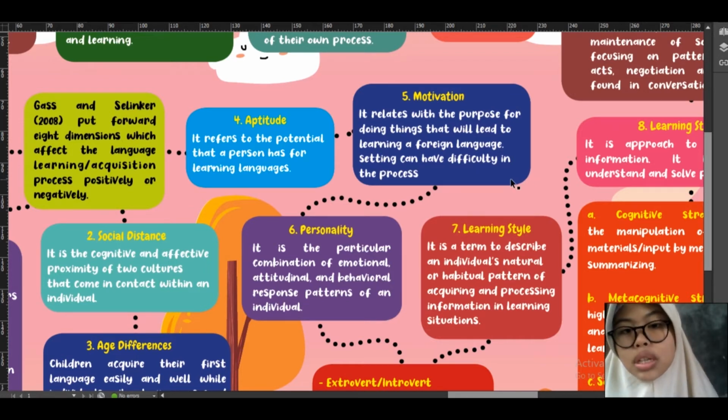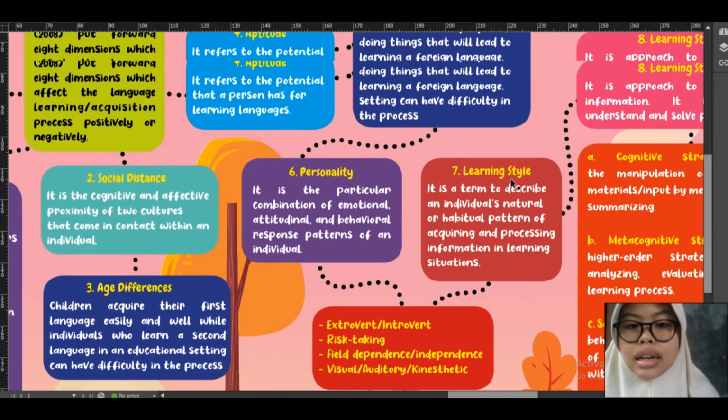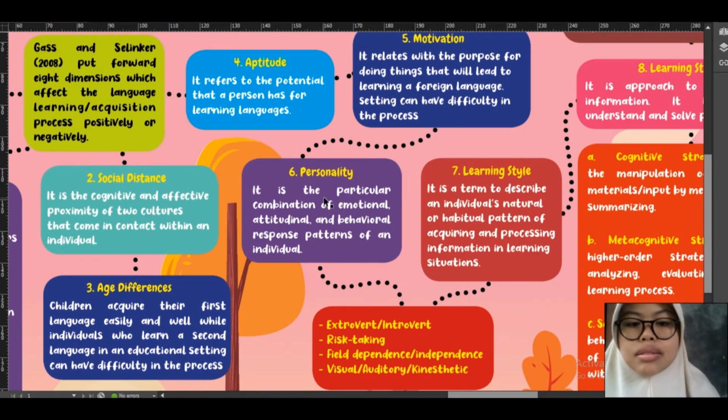Okay, if someone has motivation, it can influence them to do their best to learn the language more deeply. So motivation holds an important role here. And then we go to personality. Personality also affects the learners. Yes, it is the particular combination of emotional, attitudinal, and behavioral response patterns of an individual.